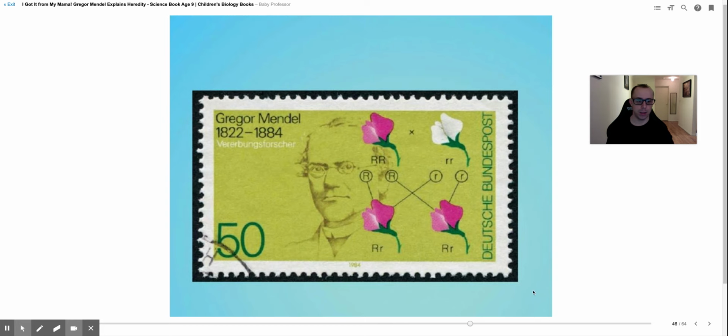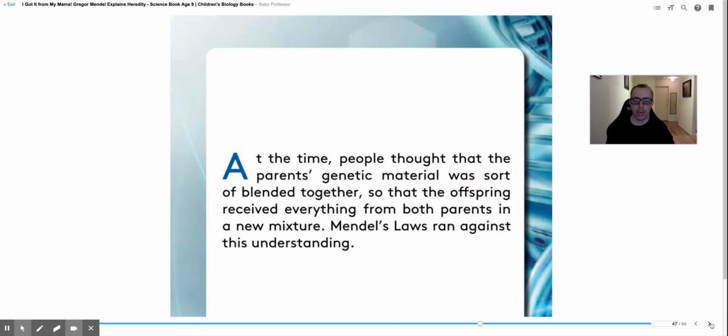a little bit of a Punnett square here. At the time, people thought that the parents' genetic material was sort of blended together so that the offspring received everything from both parents in a new mixture. Mendel's laws ran against this understanding, and it makes sense that that wouldn't be the case, because what color would you get if you blended brown with blue?